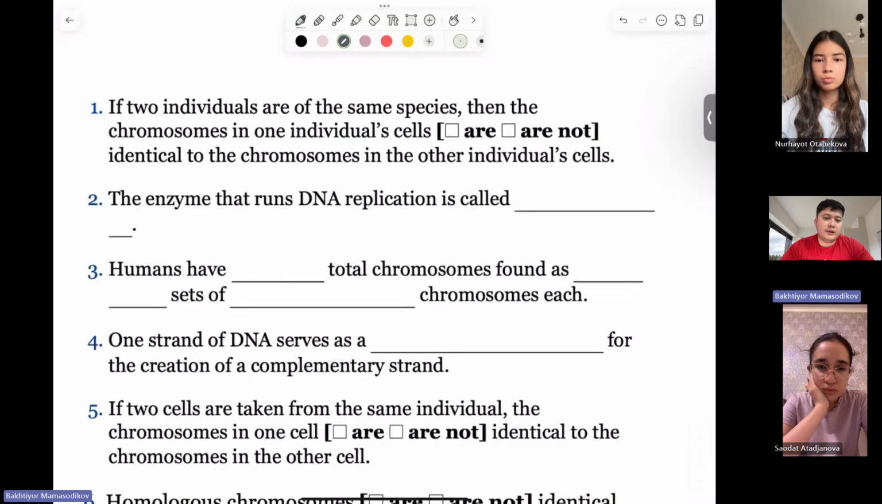Good, let's do this task. Who starts? Who will start?